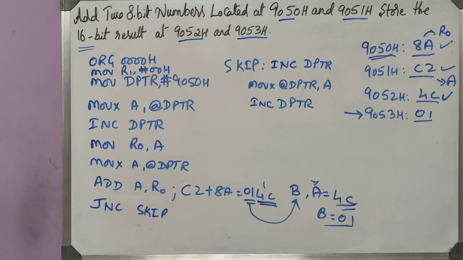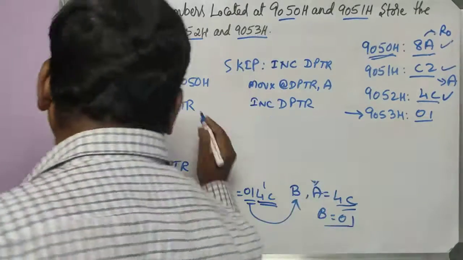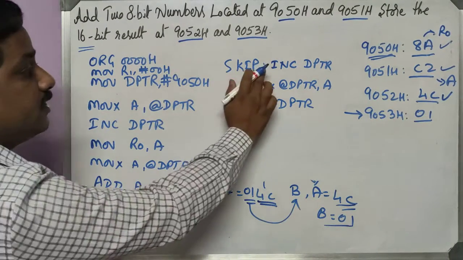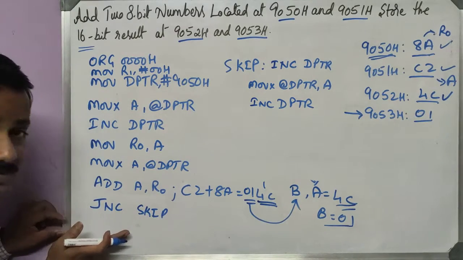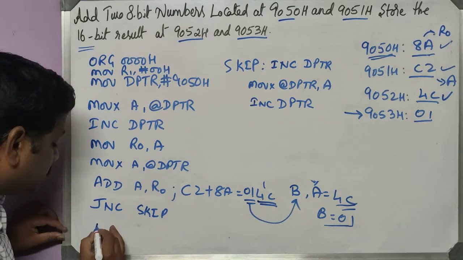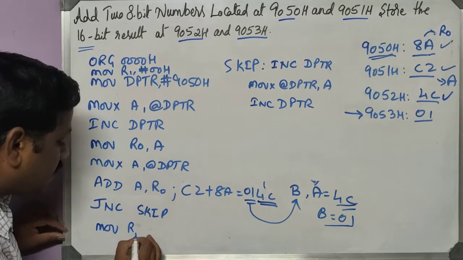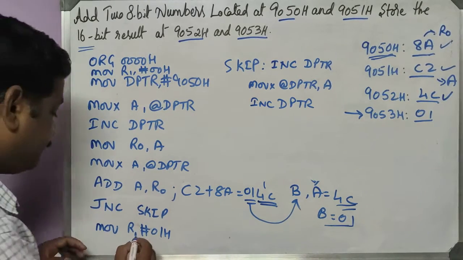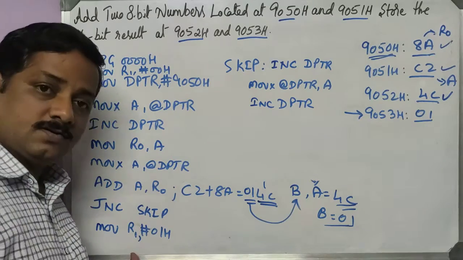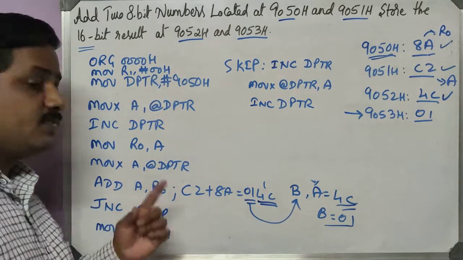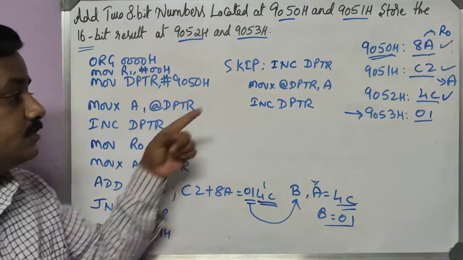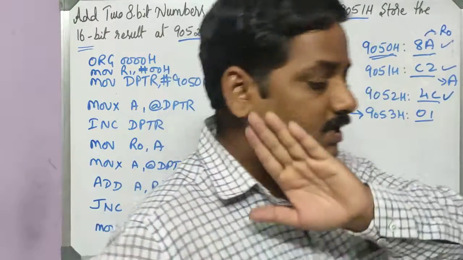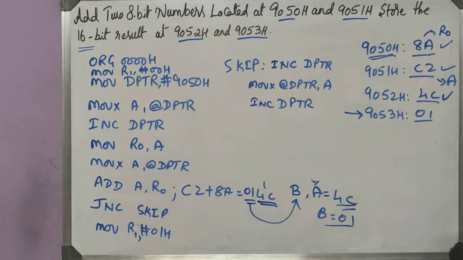If there is a carry, then what we need to do? We need to make this 1. So if there is no carry, we skip here. If there is a carry, it will come next immediately after that. So what we should write here is MOV R1, #01H, or you can increment R1. If there is a carry, R1 will become 1, and this 1 has to be given to 9053. That is the logic.